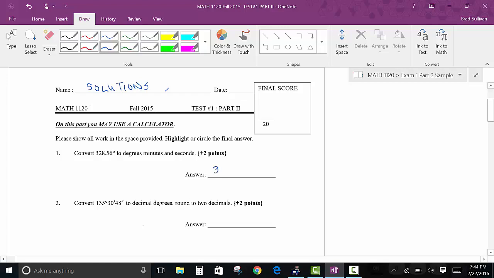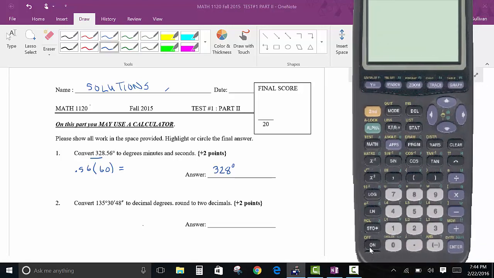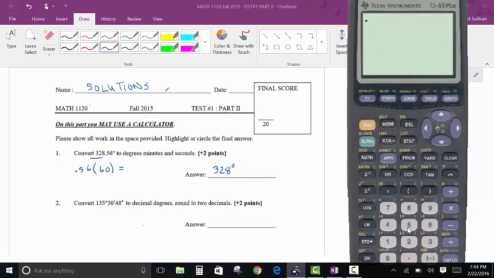So first of all, you have 328 degrees. I've already given you the degree part. So we need to take the 0.56. Now what we're going to do is multiply that by 60. Okay, and when I do that, I'm going to just get my calculator set up here. Okay, so if I take 0.56 times 60, that's going to give 33.6.